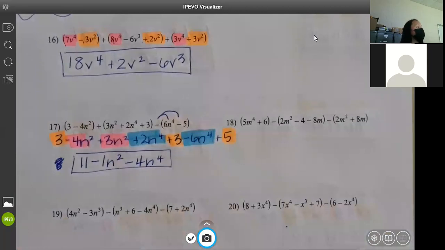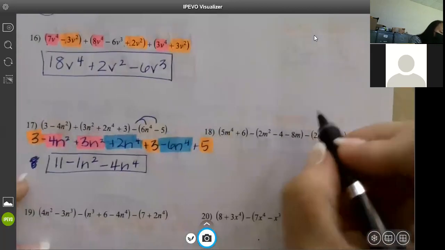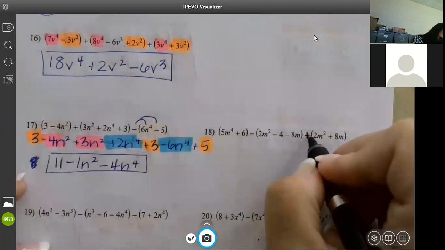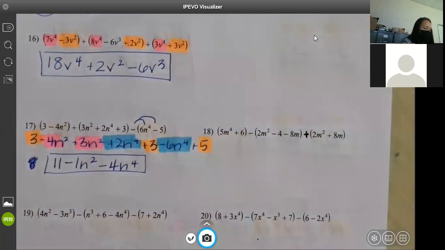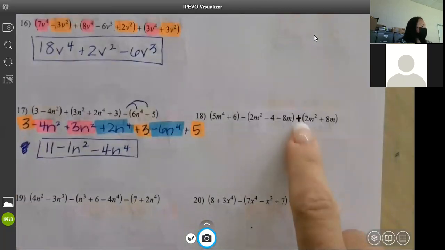All right, I'm going to change one of these for a minute just so I can explain what happens. Number 18, I want you to change that last sign to a plus. There's a reason that I'm doing this. It's not going to hurt anything. I'm just doing it for this problem.